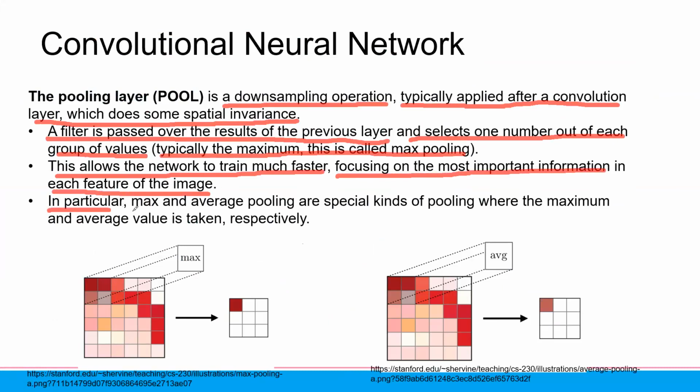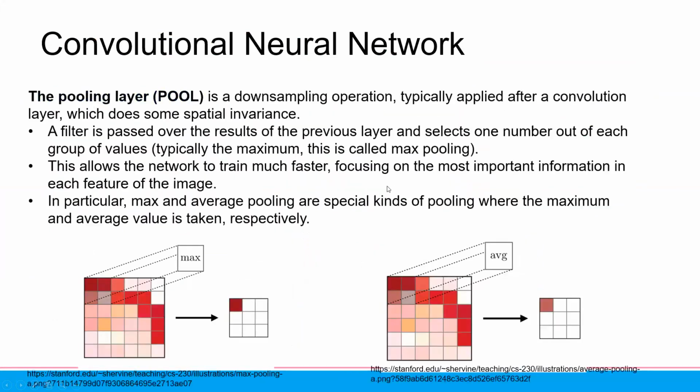In particular, max pooling and average pooling are special kinds of pooling where the maximum and the average value is taken, respectively. So what does it mean? Let's say I have this matrix. I already defined the pooling layer, and if I want to get the max pooling, it means I want to get the maximum.